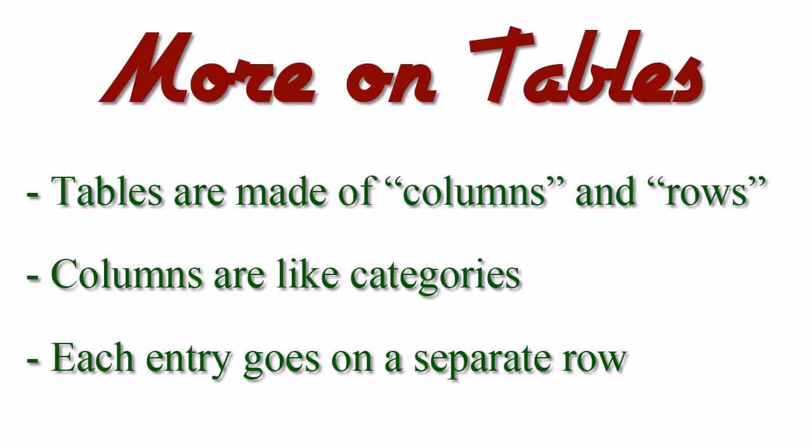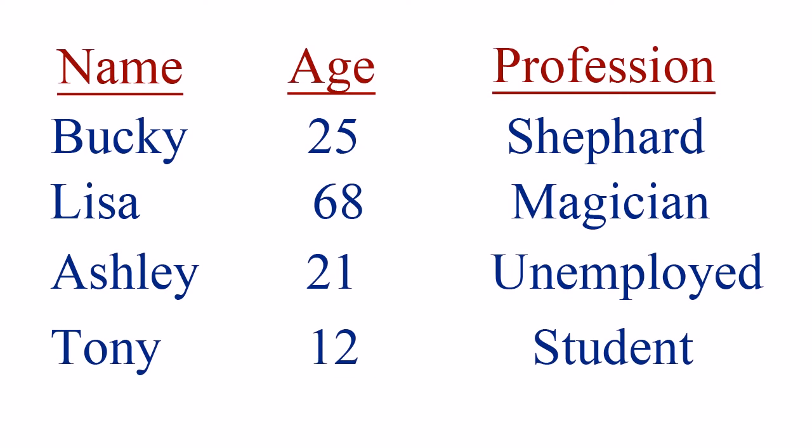Each individual table is made up of columns and rows. The columns are like categories and the rows are like each separate entry. If you're saying, what the heck, columns and rows, kind of like a grid? Well, yes, it is kind of like a grid. Now, say I wanted to make a table to organize all of my friends. I would have each column with a specific category.